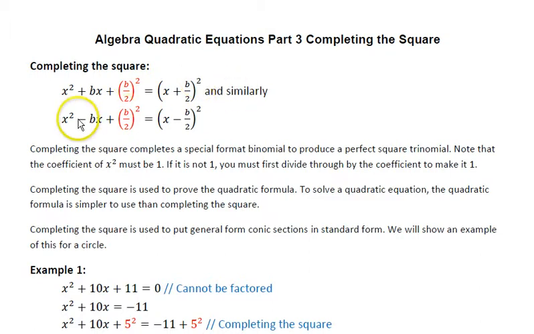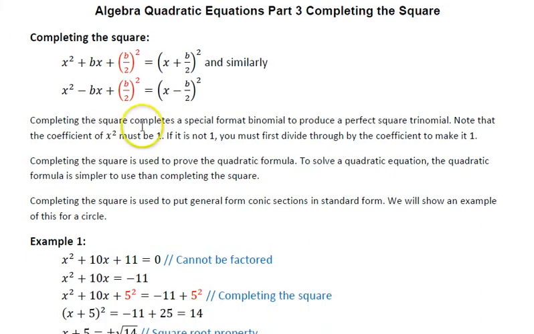Similarly, if you have a minus instead of a plus, you still add b over 2 squared, and this time you get x minus b over 2 squared. This is the basis for this technique we'll use to solve quadratic equations. Note that the coefficient of the quadratic term, x squared, must be 1. If it's not 1, you must first divide through to make the coefficient of the leading term 1.